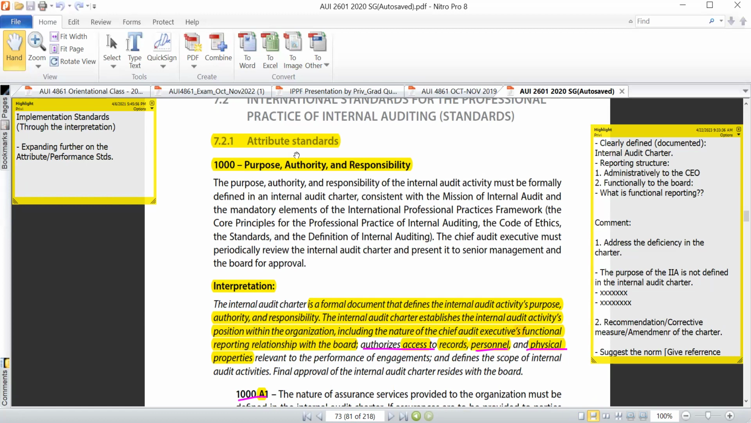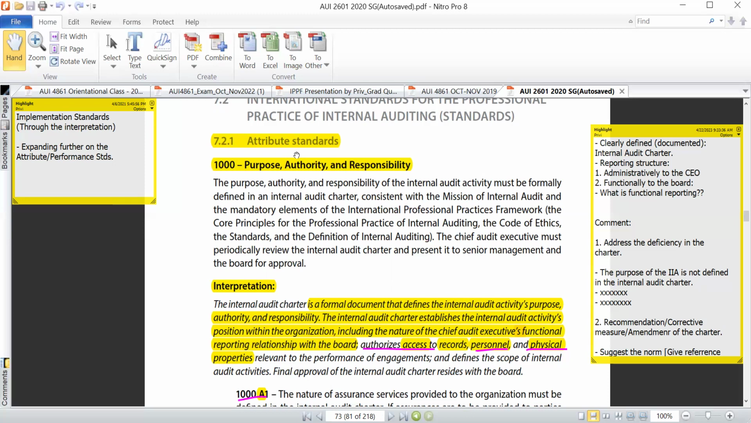Very, very important. Now, this purpose of internal auditing has to be clearly defined in what we call the internal audit charter. The same thing is true with respect to the authority of the internal audit function. The same thing is true with regards to the responsibility of the internal audit function. It all has to be clearly defined in the internal audit charter, right? Of the internal audit division in an organization.